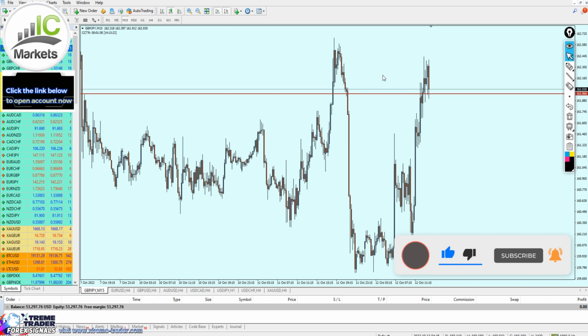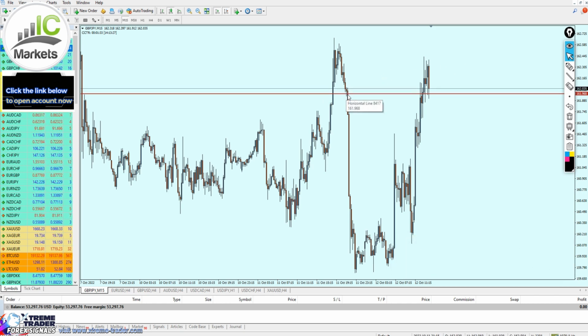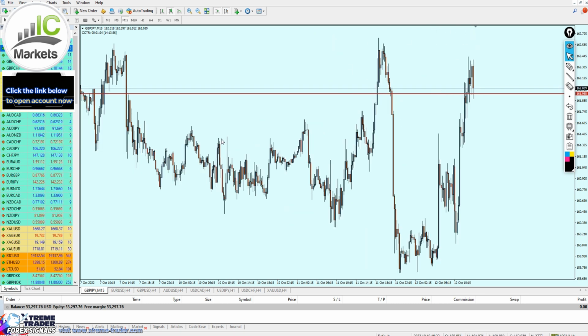Now on the smaller time frame, what we are going to do right now is find the very, very accurate entry. So now we know for sure that we will be looking for a sell order. The question is where exactly we can start shorting.